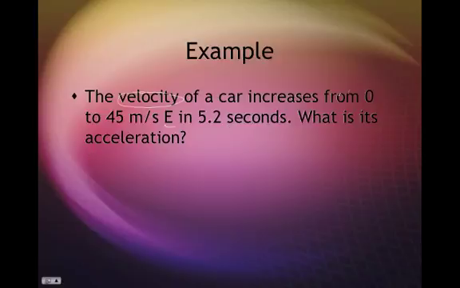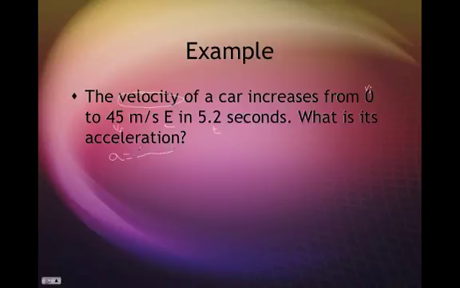So we have 0 here. 0 would be my initial speed, so I'm going to label that VI. And then we're increasing to 45 meters per second, so that would be my final velocity. That's my VF. I have 5.2 seconds. 5.2 seconds is a time. That's pretty obvious. Okay, we can usually pick out the time. And then they want to know acceleration.